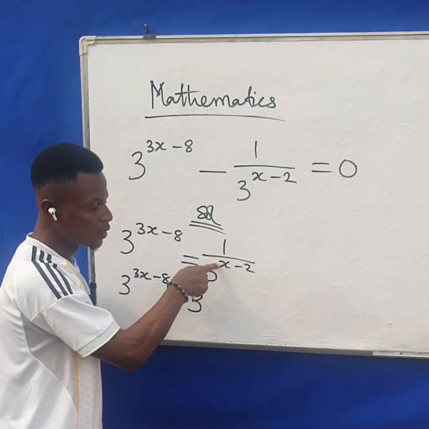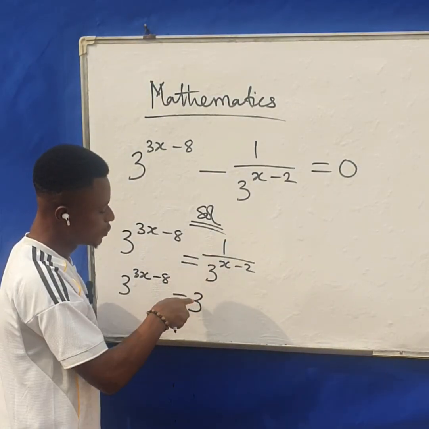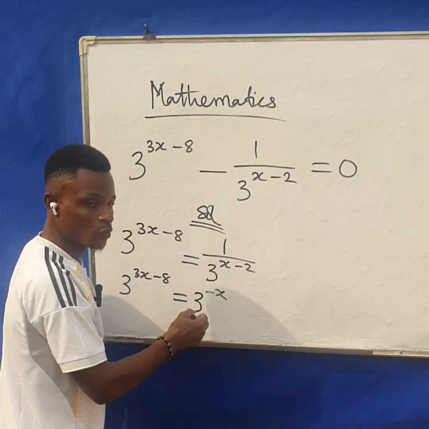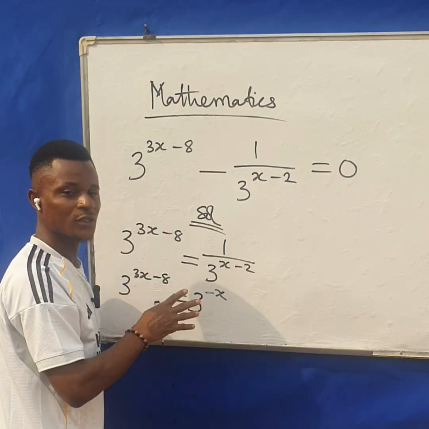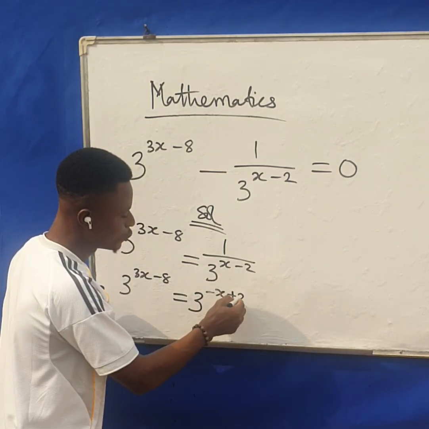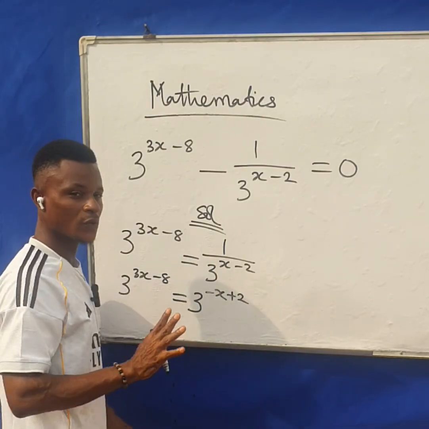So this is x. Because we have it in this form, it will change to negative x. Why? Because of this 1 over. Are you getting me? This is in accordance with the negative power law of indices. So this one will change to positive 2. And the 1 over is no longer there again.